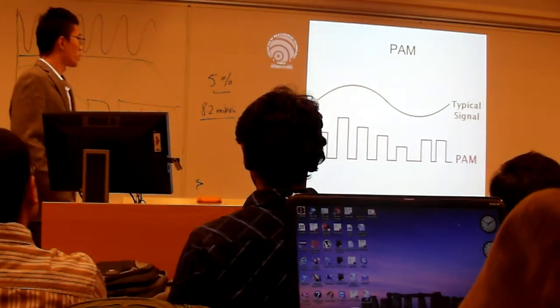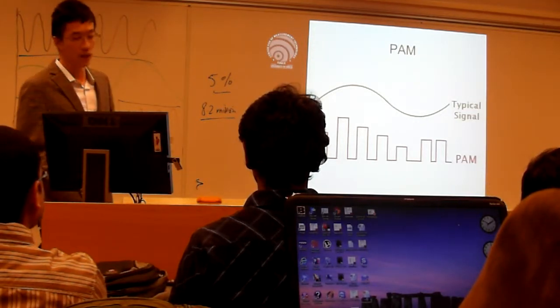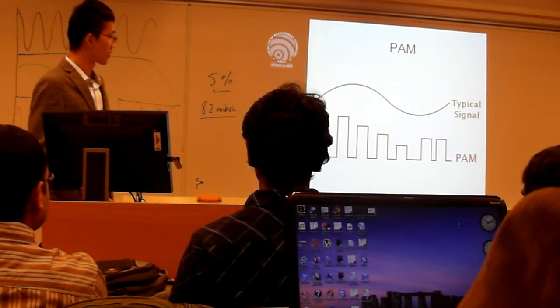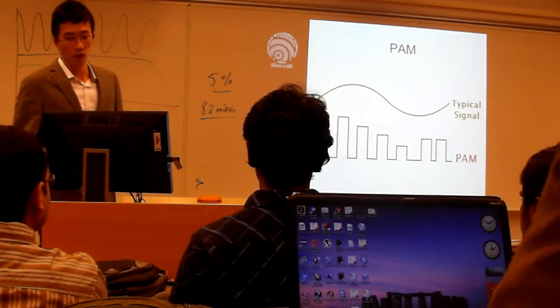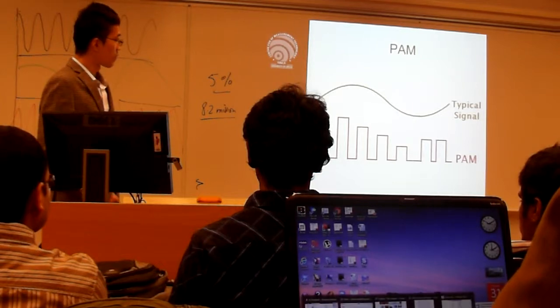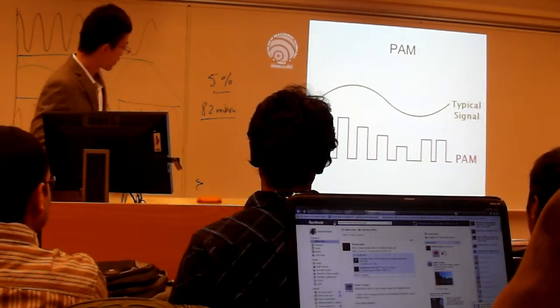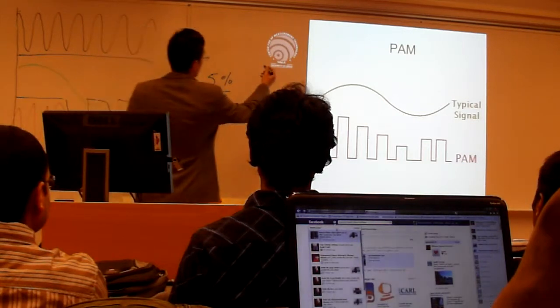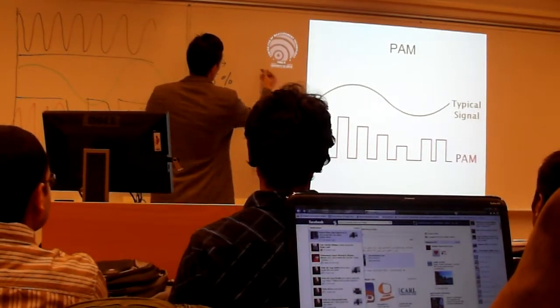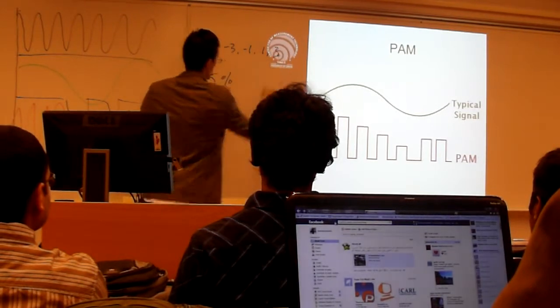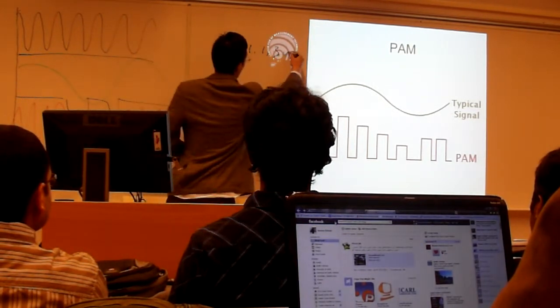For example, if we implement a PAM4 system, it will take 2 bits at one time, and it will map the signal amplitude to one of 4 possible levels. For example, the possible levels should be -3, -1, 1, and 3 volts.